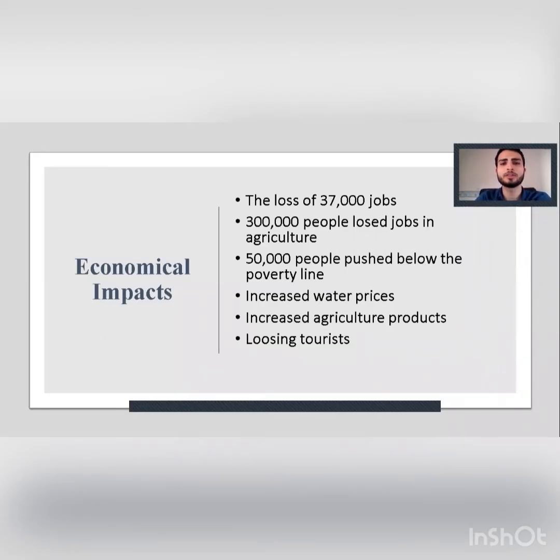Let's see the economical impacts. The water crisis will cost some 300,000 jobs in agriculture and tens of thousands more in service, hospitality, and food sectors. Some other effects are increasing prices of agricultural products, rising water prices, dead farm animals, and a decreasing number of tourists.